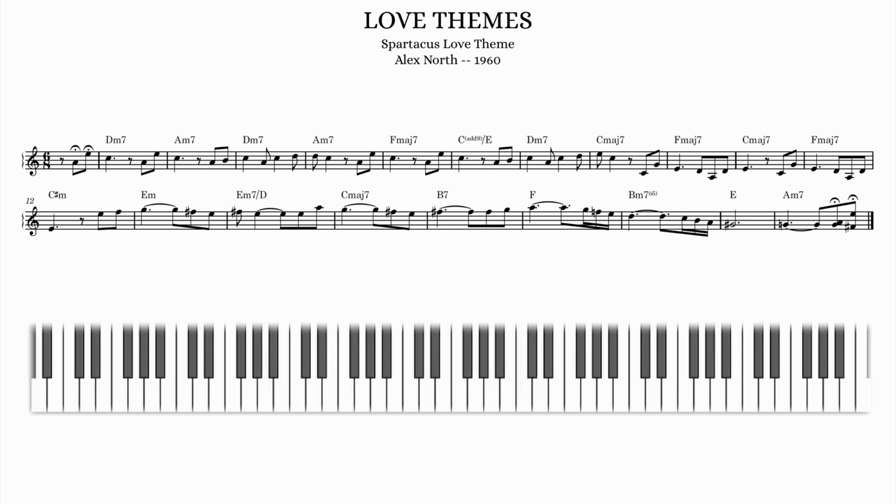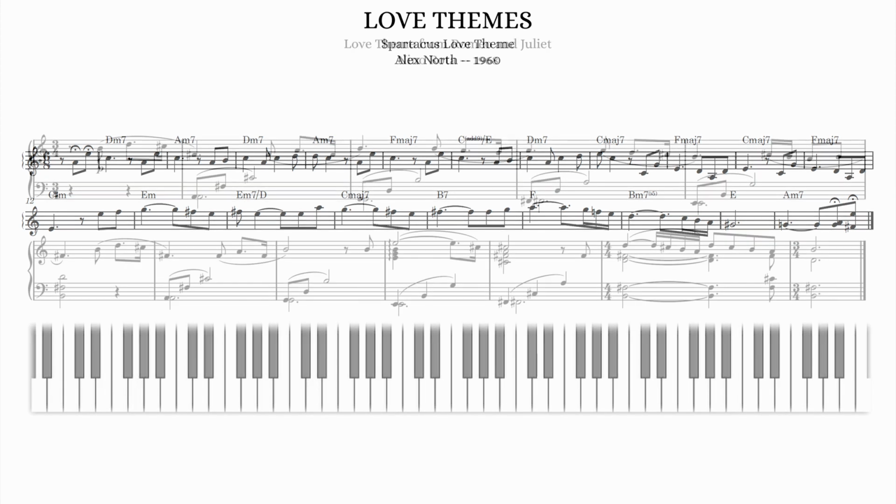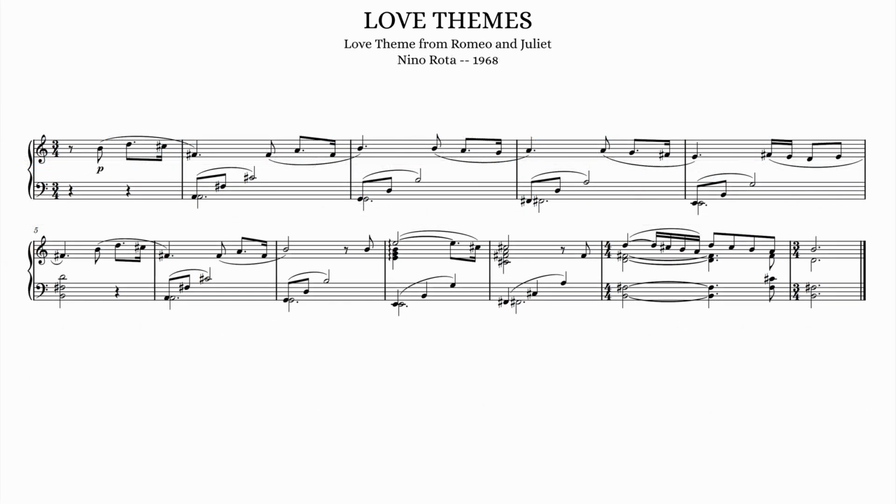The next theme is from the 1968 film Romeo and Juliet with music by Nino Rota. This is the only example that is actually a song, meaning there are lyrics to be sung. But in terms of the melody itself, let me point out just a few quick things that I think are significant. So first, we have yet another theme with pickups to the measure.